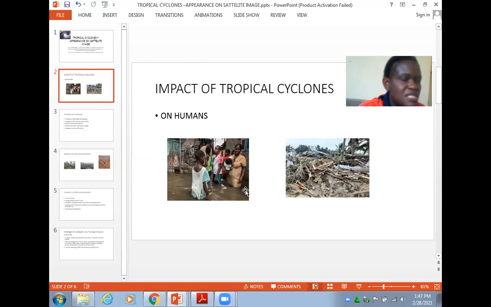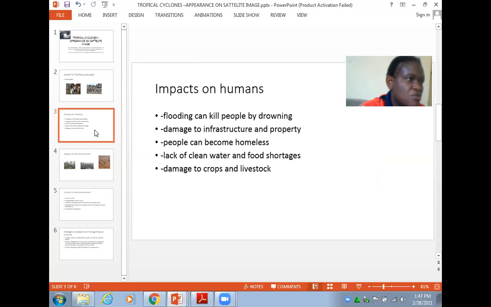And here you can actually see the torrential rainfall. There you can see that for some people the level of water is at knee level. It means a lot of water has also entered their homes and has maybe done some property damage. So these are the impacts of tropical cyclones on humans.